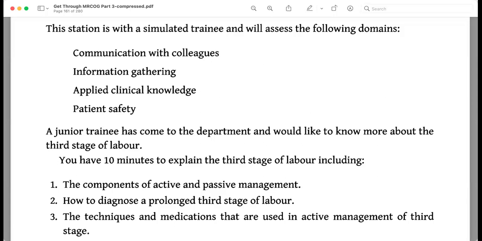But if they are high risk, like previous PPH, if they have an overextended uterus, like polyhydramnios, multiple pregnancy, or prolonged labor, we usually prefer to give them syntometrine. But we need to rule out any contraindication like hypertension and cardiac disease. Then we can give this medication. It reduces the amount of bleeding and helps the delivery of the placenta as well.